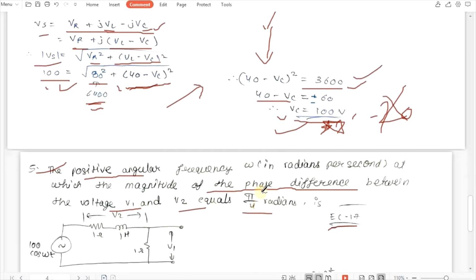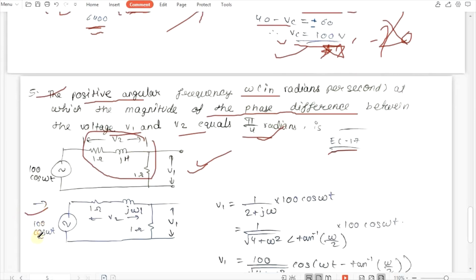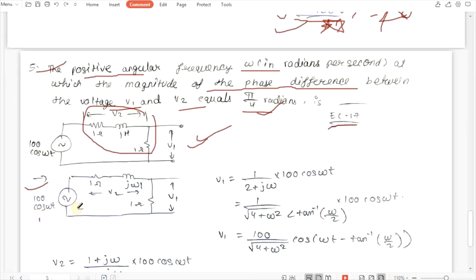Here we have to calculate omega, and we are given that the angle between V1 and V2 is pi by 4. Here also we will use the same procedure: first we will convert all the elements into their reactance form. So we will get this circuit. Here you can see 100 cos omega t, this is your input, 1 ohm, j omega 1. If you observe the circuit carefully, here you can see your input voltage is 100 cos omega t.